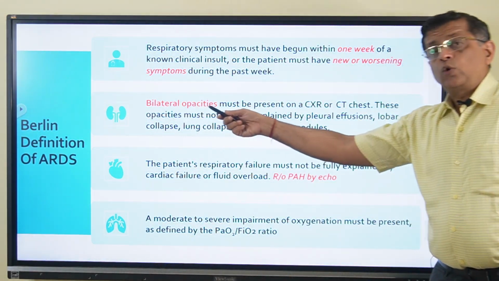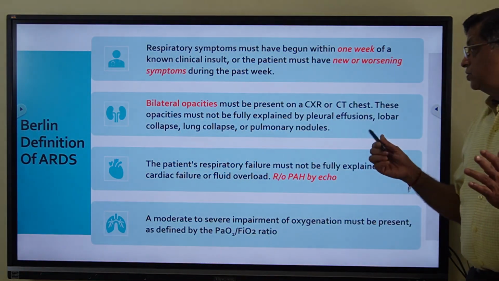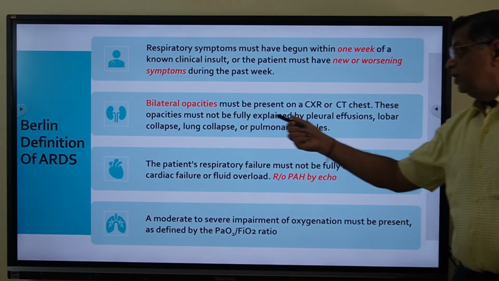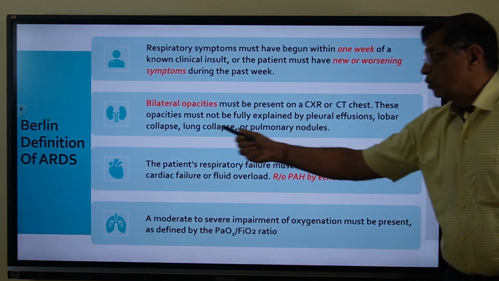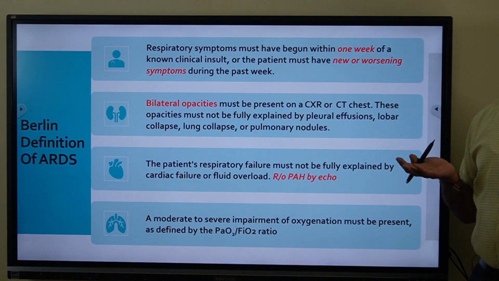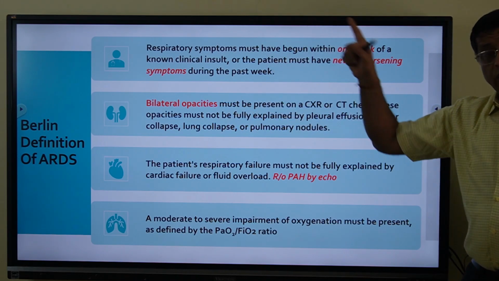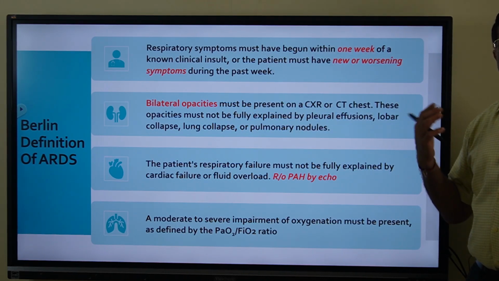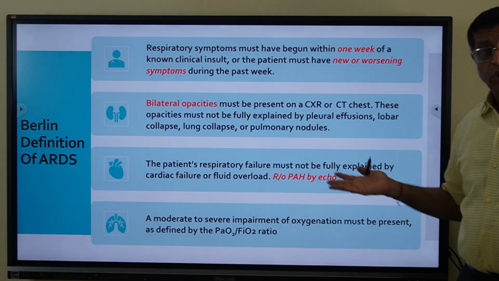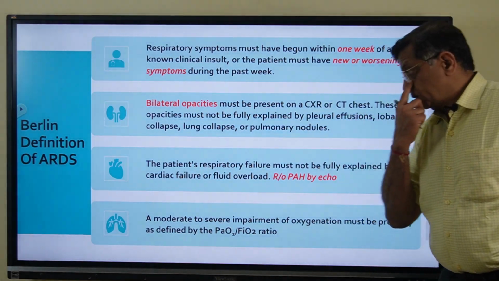Number 2, bilateral opacities must be present on chest x-rays or CT chest. These opacities must not be fully explained by pleural effusion, lobar collapse, lung collapse or pulmonary nodules. So if the patient has bilateral pleural effusion, this will not count as the bilateral opacities required for ARDS. So there should be bilateral opacities, meaning bilateral infiltrates.